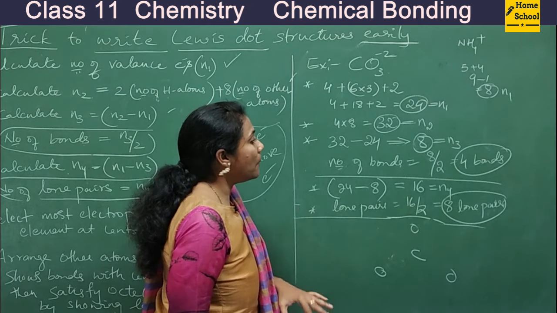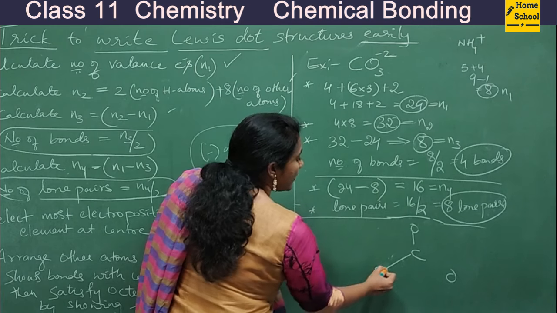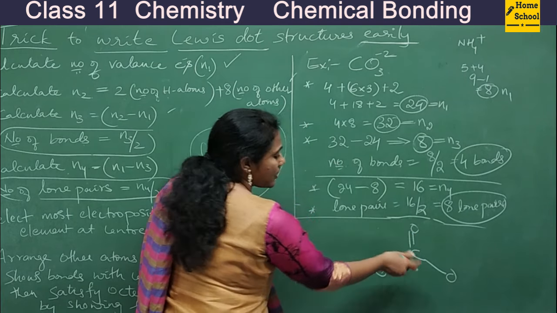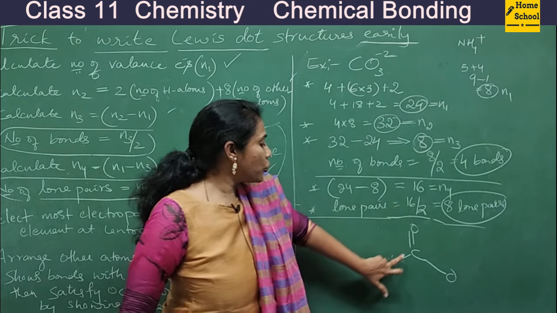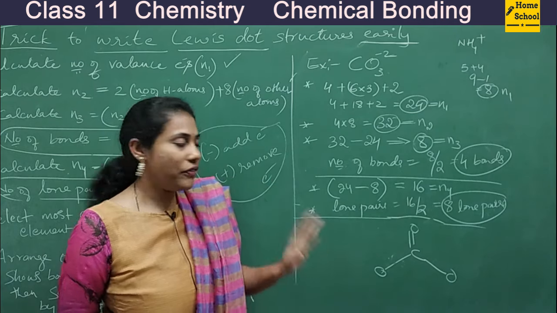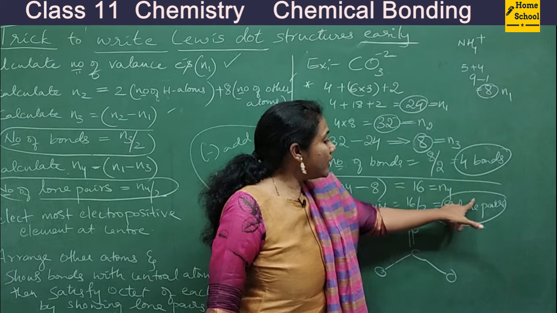And then you put the bonds. How many bonds are there? Four bonds. One bond you show here, second bond, third bond. The fourth bond you can show between any oxygen. You can show this fourth bond here, or you can show it here also. Not an issue. So now you have to show the lone pairs, right?